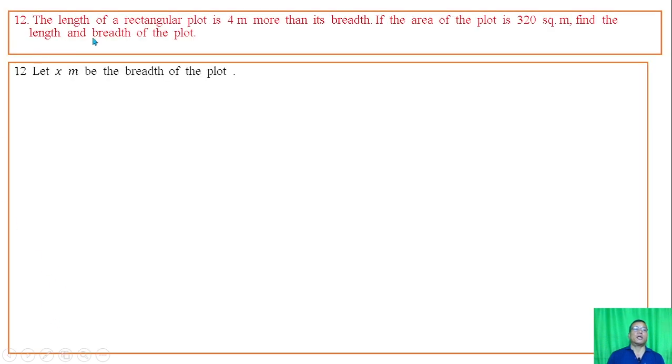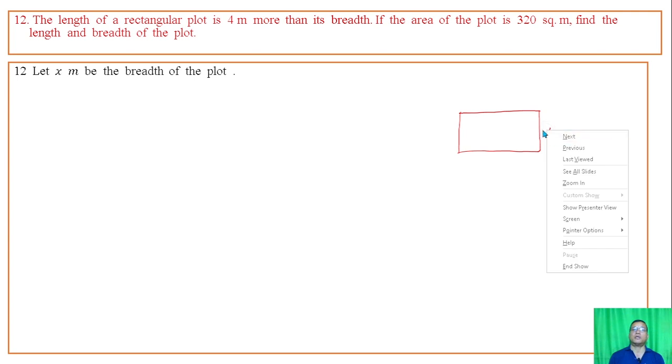Question number 12. The length of a rectangular plot is 4 meter more than its breadth. Then the area of the plot is 320 square meter. Find the length and breadth of the plot.